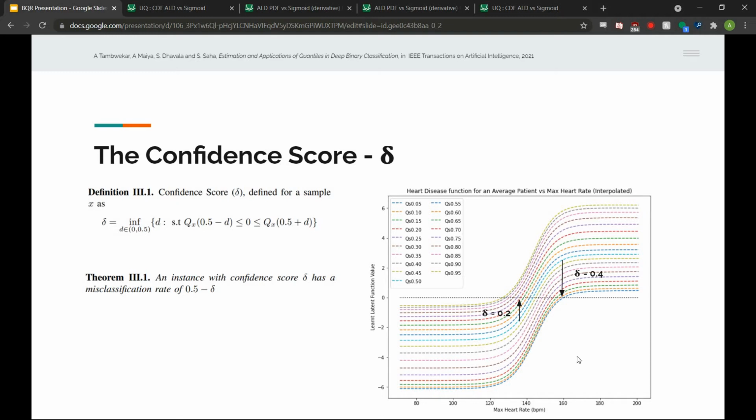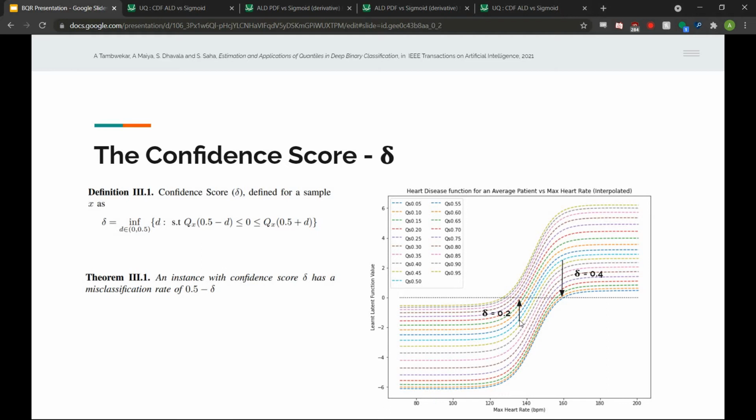Now, we decide to base our class label on the median, right? Because the median is the best representation of what the function is like. Not the average, but the best representation of what the function is like. And at any point, we can sample how far away from the median we need to go to reach that class boundary, this dotted 0 line.